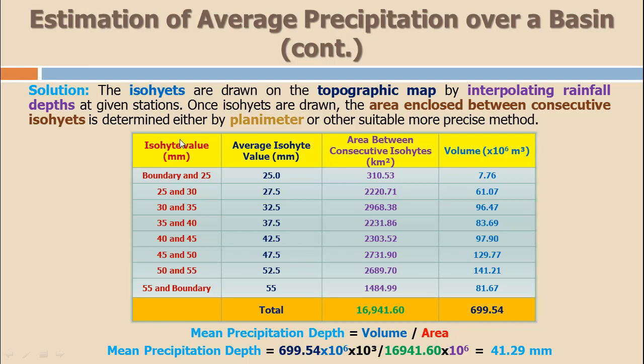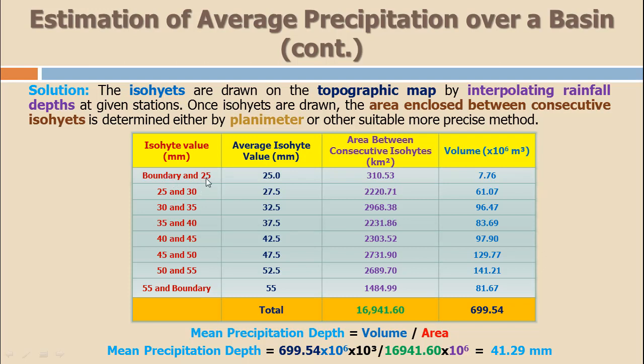So here in this table, in the first column, the isohyet value is given in millimeter. Then what is the next value? First is the boundary and 25, 25 and 30, 30 and 35 are given, and the last is 55 and the boundary, as you see in the map. The average isohyet value is the mean average of these two, the boundary and the first isohyet. So the boundary is also assumed as 25 millimeter.